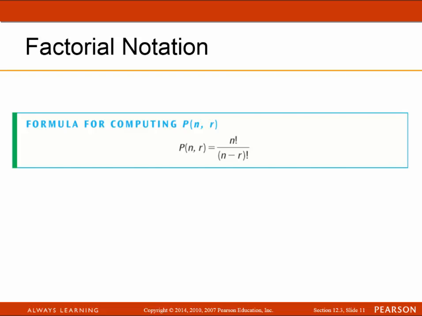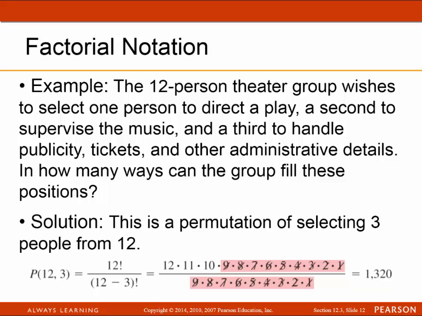So here's an example using this formula. A 12-person theater group wishes to select one person to direct the play, a second to supervise the music, and a third to handle publicity, tickets, and other details. How many ways can the group fill these positions? So this is a permutation of selecting 3 people out of a group of 12. The permutation of 12 objects taken 3 at a time is then equal to 12 factorial divided by (12 minus 3) factorial. As you can see, we know that 12 factorial is equal to 12 times 11 times 10 times 9 factorial, and 12 minus 3 is equal to 9 factorial. So we can cancel those out, and we just end up with 12 times 11 times 10, which is 1,320.